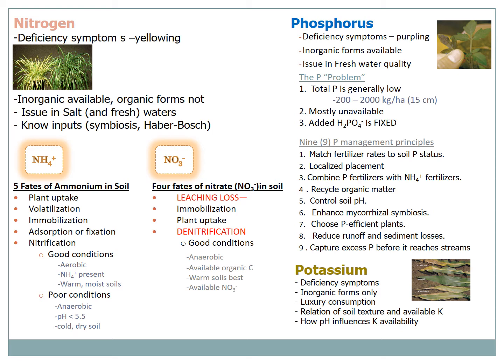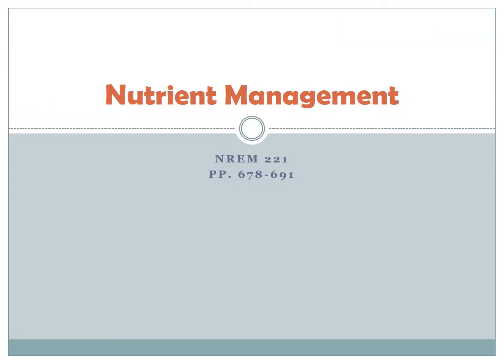Potassium, the third forgotten nutrient. We talked about deficiency symptoms, how it has inorganic forms only, the crazy luxury consumption of plants, and the relation of soil texture and available potassium. We talked about how pH overall influences potassium availability and really the availability of all nutrients. Now remember that we have 18 plant essential nutrients, but these are the big three that we pay the most attention to. So let's start talking about some management practices and nutrient management.